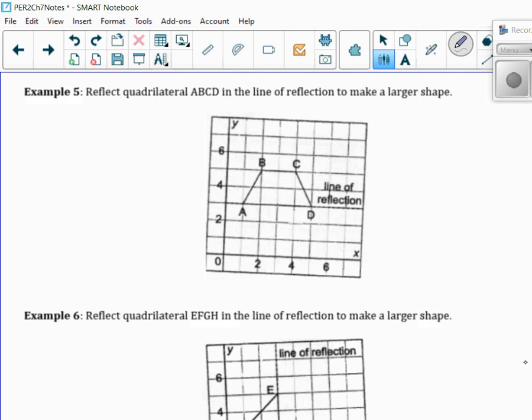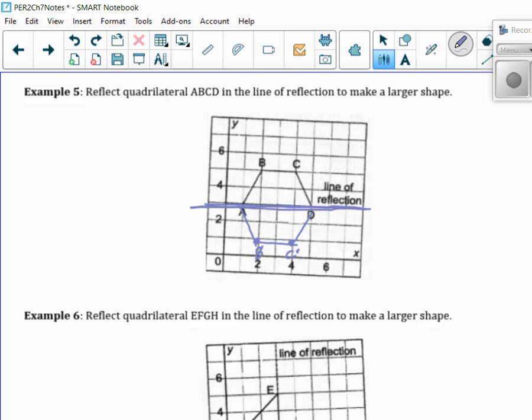Reflect quadrilateral ABCD in the line of reflection. Now, this one doesn't photocopy very well, but the line of reflection is right here. So the way we reflect it is, well, A is on the reflection line, so it doesn't actually move anywhere. But do you see, B is a distance of 2, so if I go 2 here, I will get the reflection. I will indicate it as B prime. And then C is 2 away, so C would be here. So this is C prime. And then I would join that, and we would get a hexagon that way.